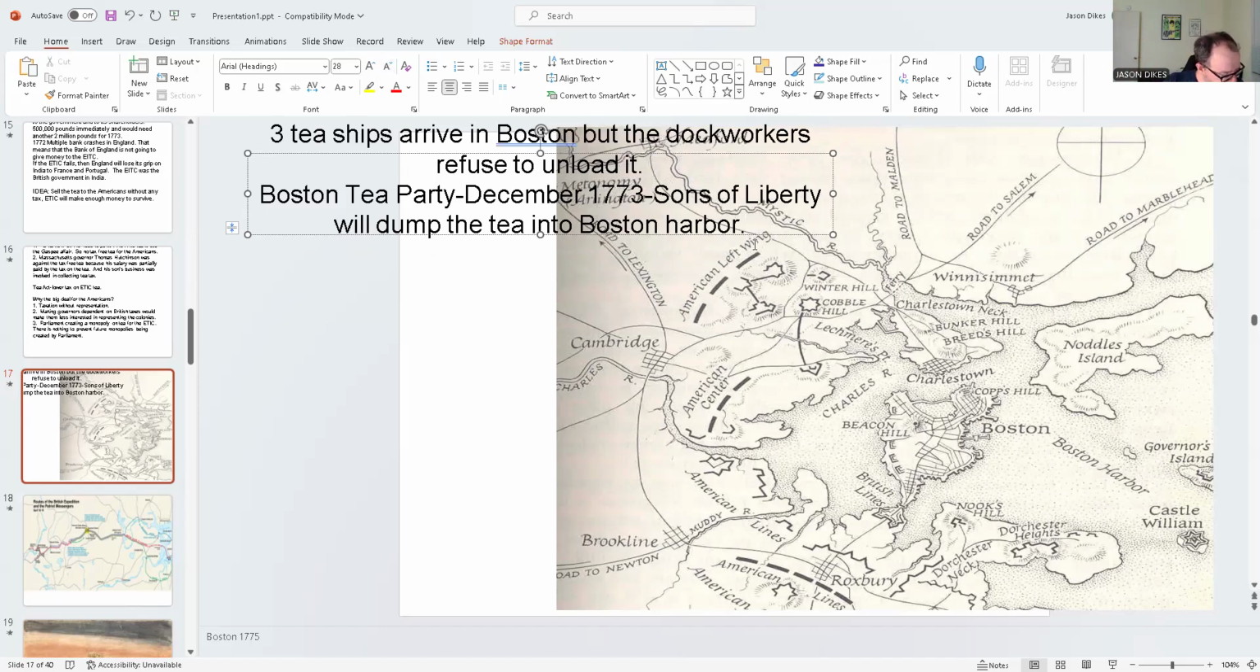The cost of this tea in today's dollars, somewhere around 1.3 million. It's probably gone up a bit. I haven't checked. It's been a couple of years since I did the calculations on it. So this is not a laughing matter. That is an attack on $1 million worth of property.